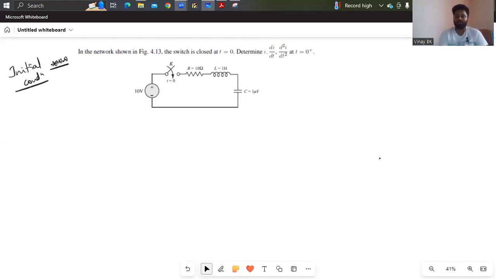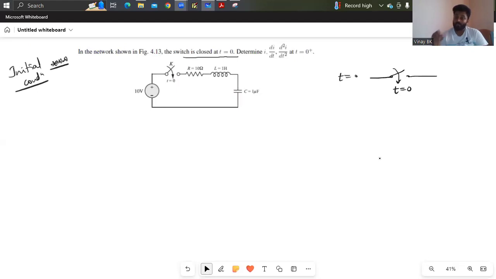So you have to look into the arrow mark of the switch. Then you try before closing the switch. That is nothing but when t equals 0 minus what may happen, and when t equals 0 plus what may happen. So here in this network shown below, the switch is closed at t equals 0. This is the switch position and the arrow is downward. It is nothing but when t equals 0, the switch is closed.